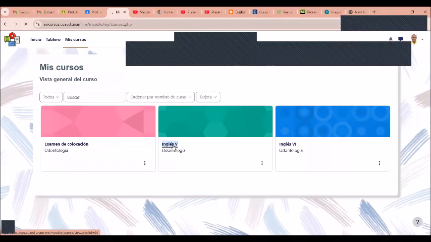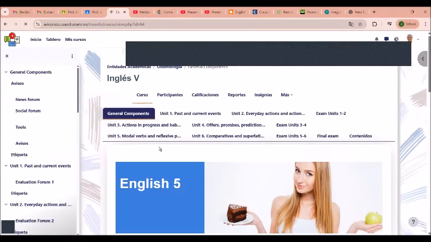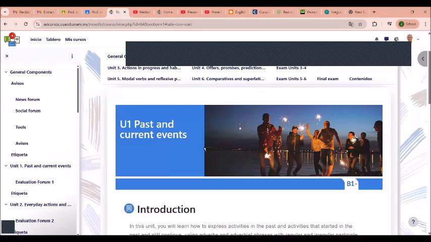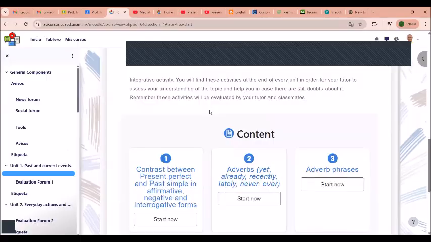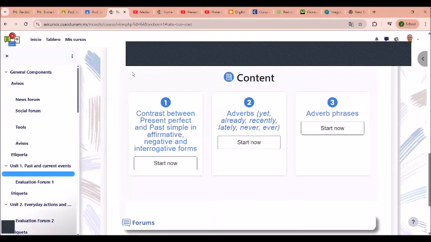Our first unit is from English 5, Unit 1, Past and Current Events. In the Past and Current Events section, you'll notice we have this first unit's block. I'll focus on block 1 today. The contrast between present perfect and past simple.